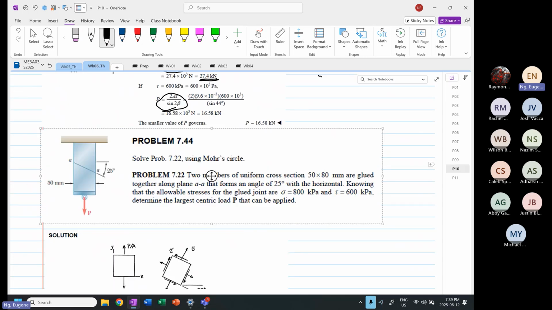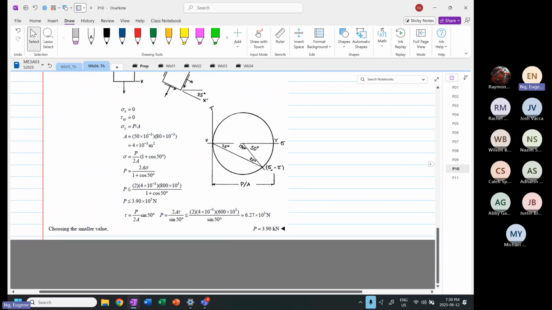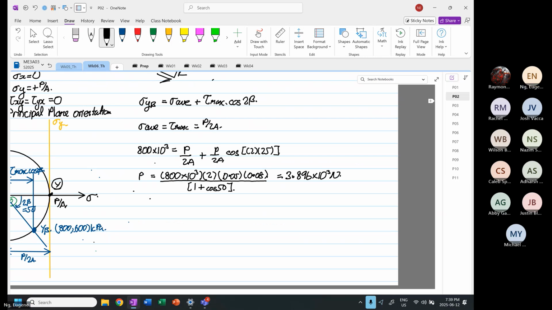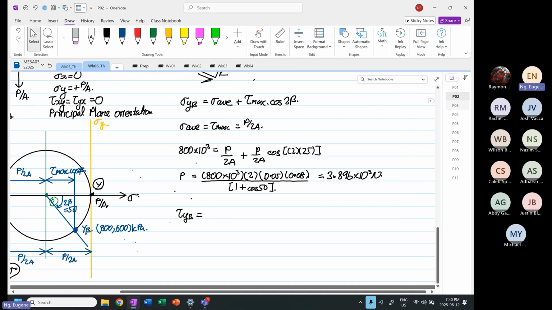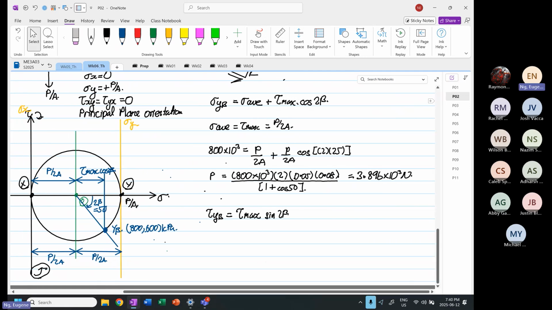Okay, so if we look at the answer, 3.896. So they have it as 3.9. Okay. Then we go back here. We look at the shear, right? So we are going to look at the shear y beta. So shear y beta is more straightforward. It's equal to tau max sine 2 beta, right?